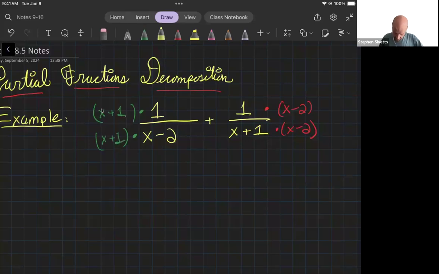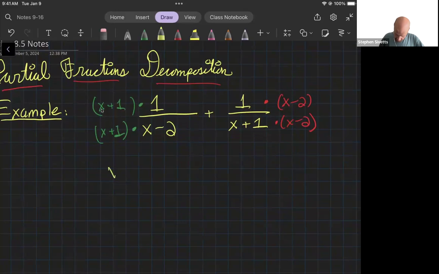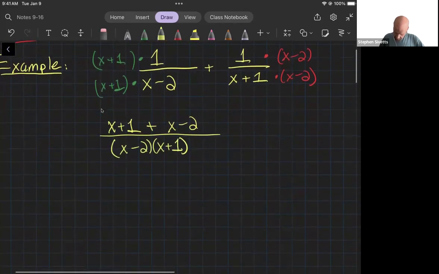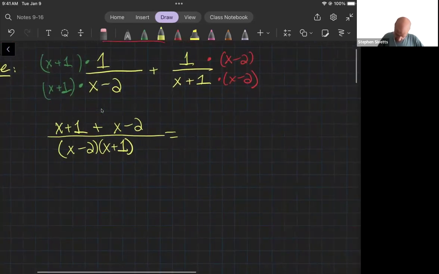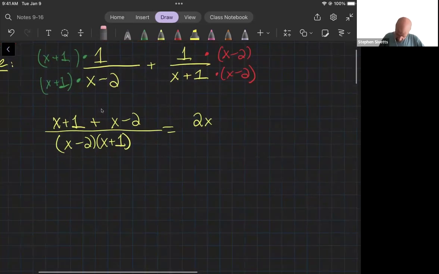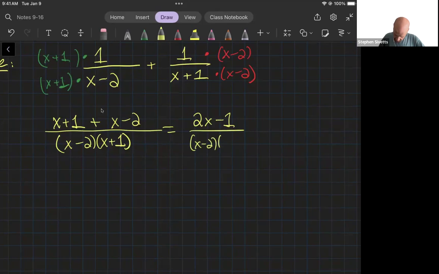So what we will get is 1 times x plus 1, so that's x plus 1, plus x minus 2, divided by the product, x minus 2 times x plus 1, right? And then we can combine like terms, and we'll get 2x minus 1 in the numerator, and the denominator will be just x minus 2 times x plus 1, right? And that's how we would add fractions, okay?